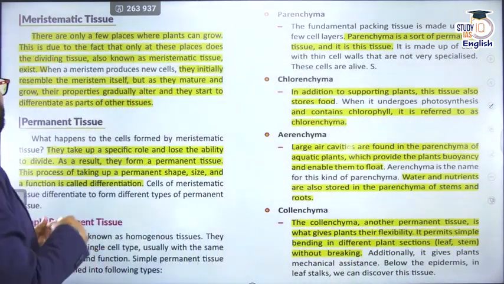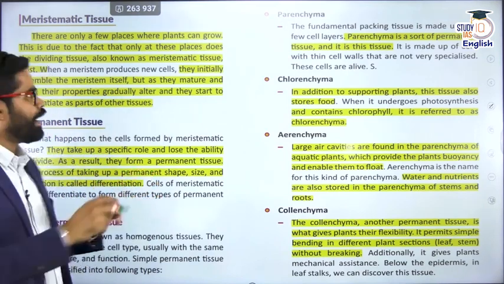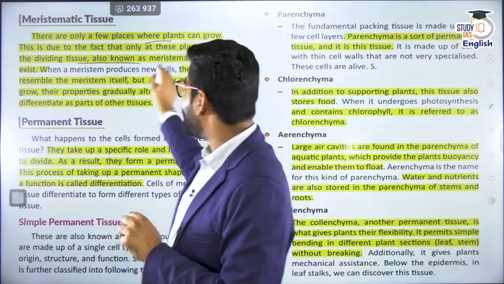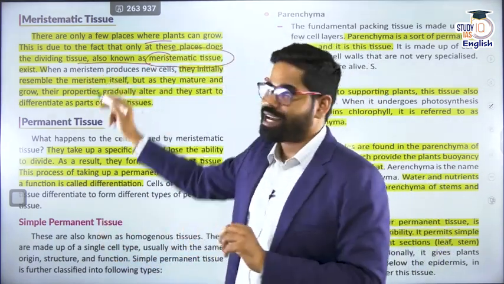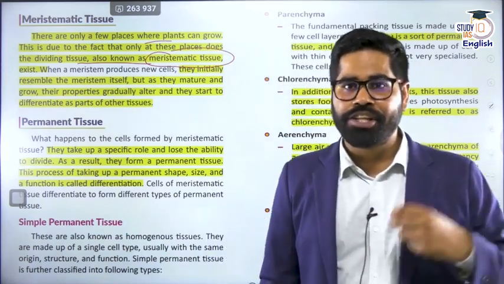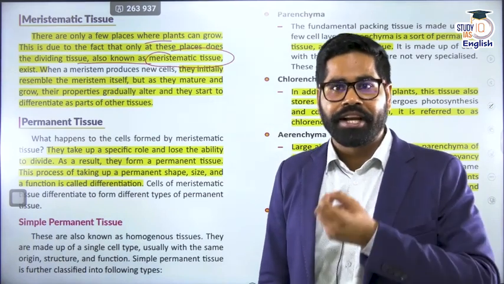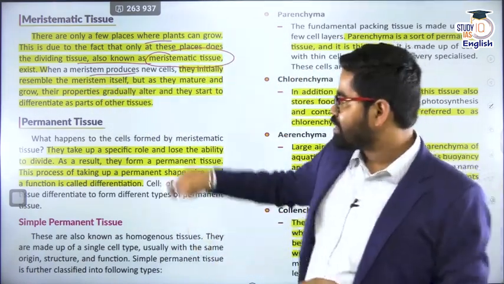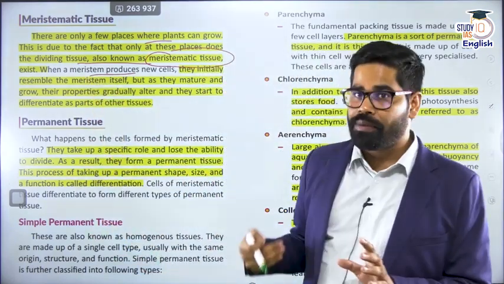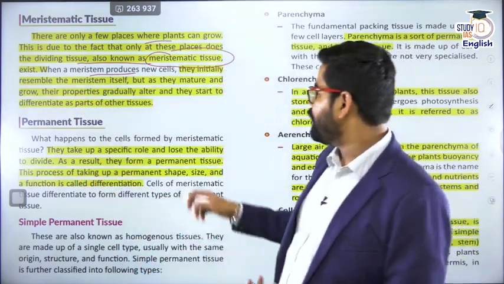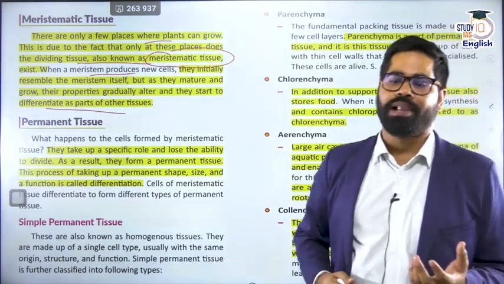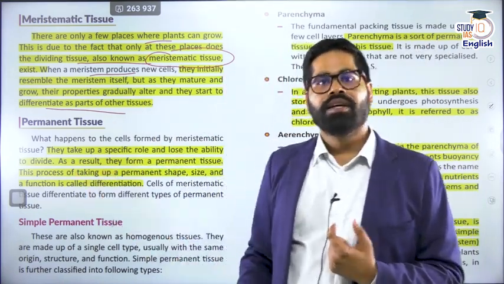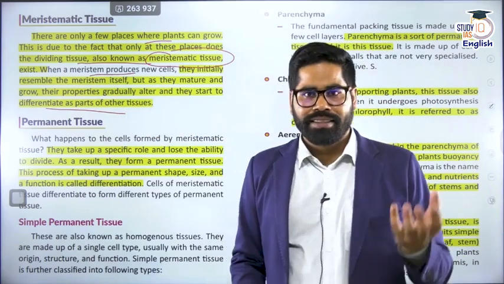Meristematic tissue. If we talk about them, there are only certain parts of the plant where the plant can grow, because these portions consist of the dividing tissue of the plant, which is known as the meristematic tissue. As I was telling you earlier, the meristematic tissue has the ability to divide and then differentiate into different types of cells. When a meristem is producing new cells, they initially resemble the meristem itself. But as they grow and mature, they acquire certain properties and start to differentiate as other parts of the plant. Other tissues of the plant can grow from there. So meristem is one which can divide into different types of tissues of the plant, and this is where there is continuous growth.